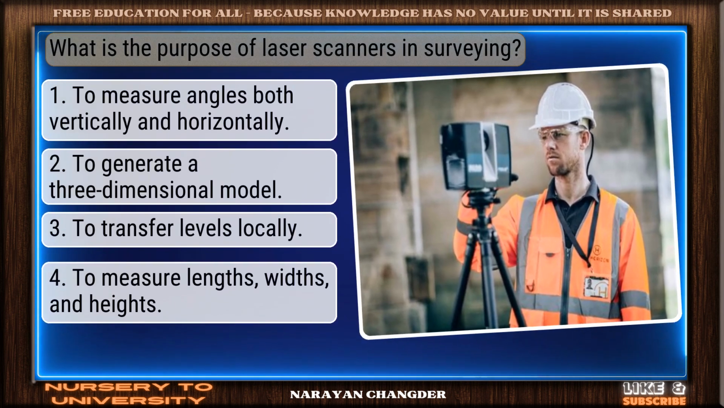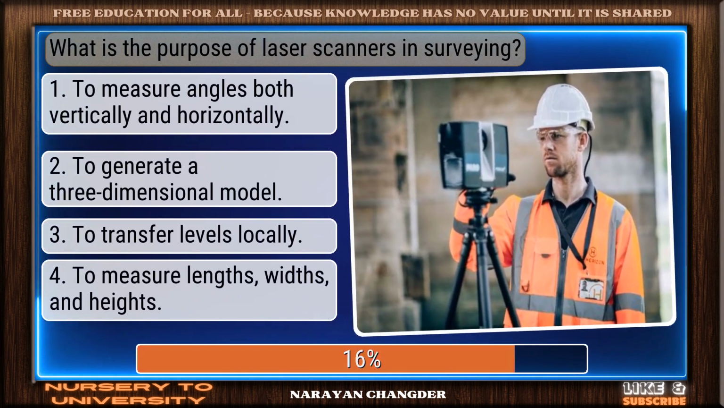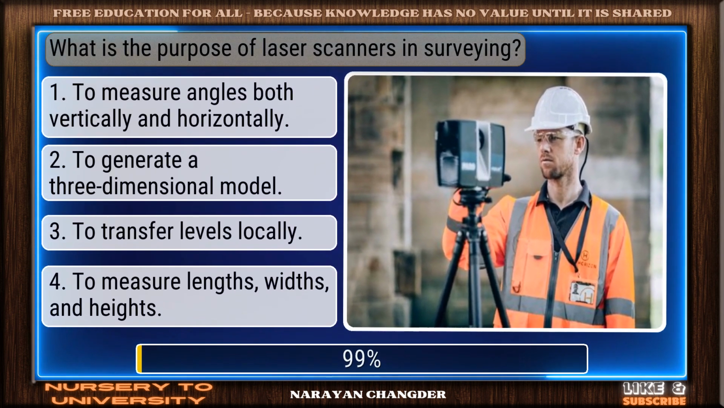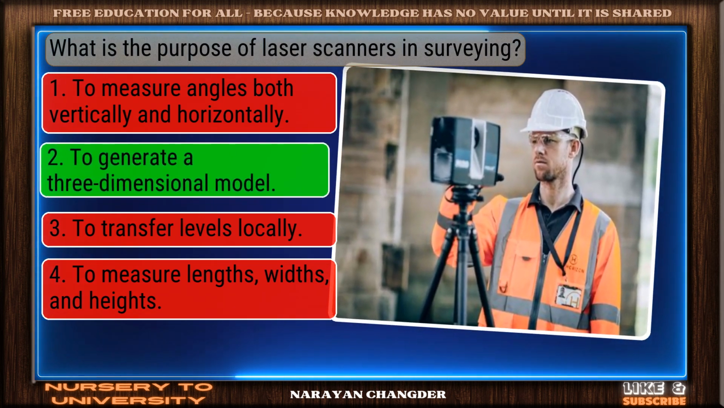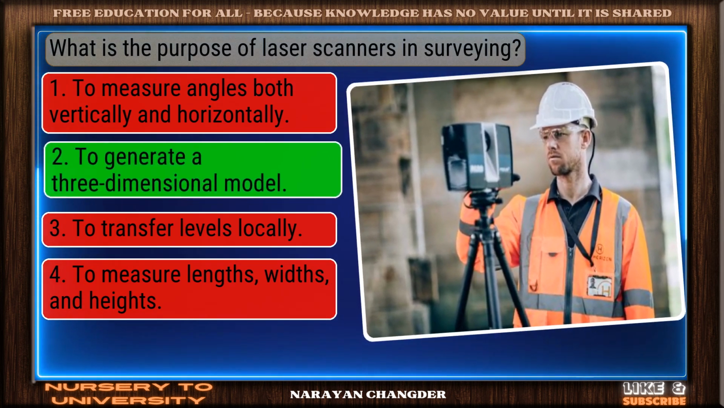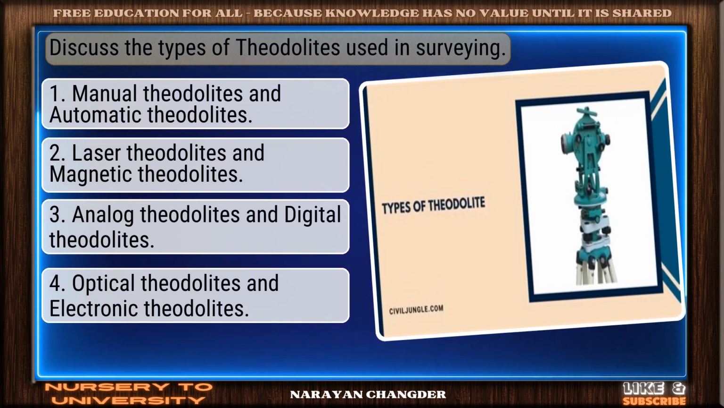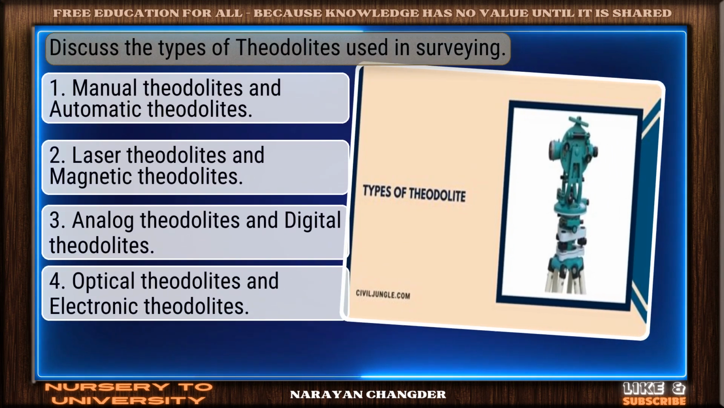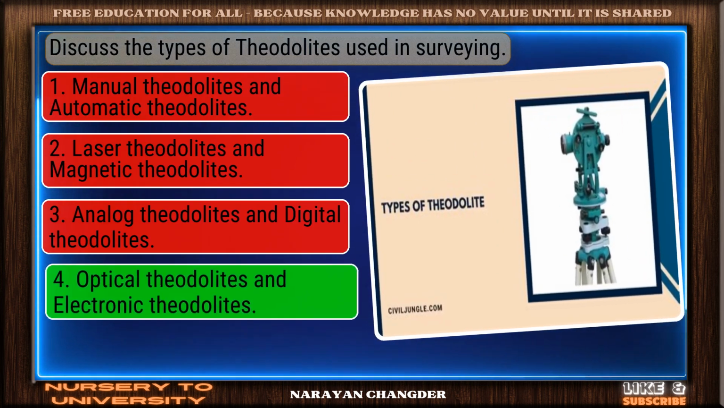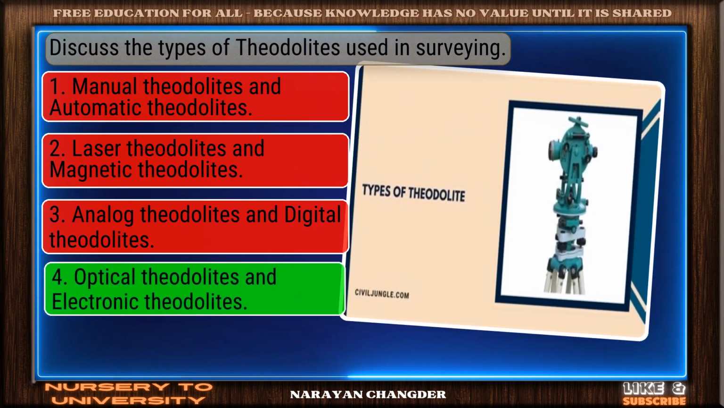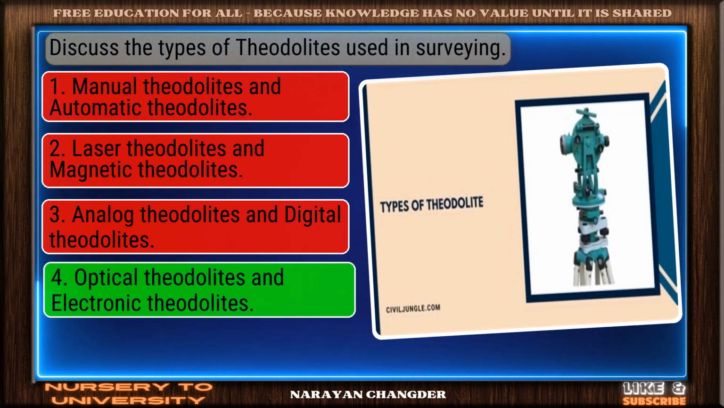What is the purpose of laser scanners in surveying? Correct response. To generate a 3-dimensional model is the most accurate answer. Discuss the types of theodolites used in surveying. Smart move. Optical theodolites and electronic theodolites is an accurate answer.